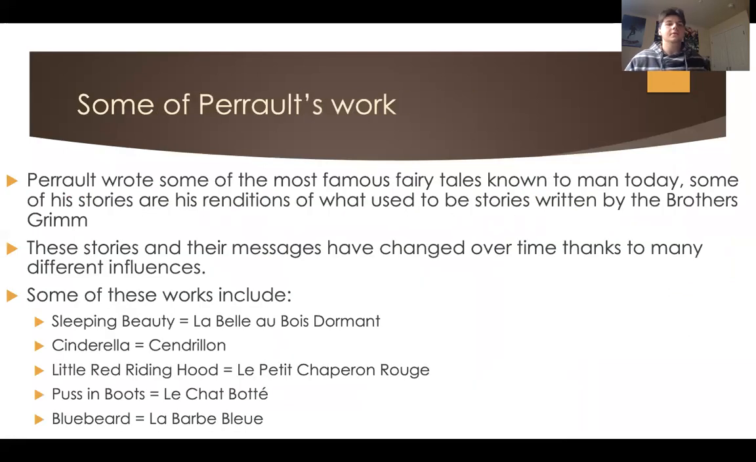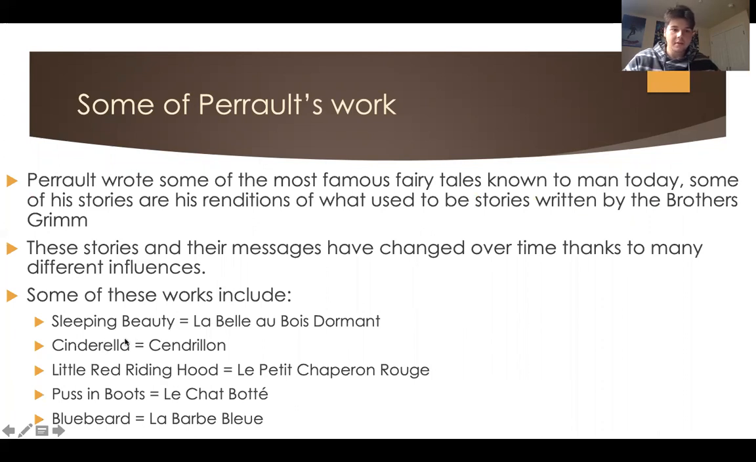And there it is. So some of Perrault's works, he told many renditions of stories that were originally written by the Brothers Grimm, which maybe you don't know the Brothers Grimm, but you'll know some of their stories. These stories and their messages have changed over time, thanks to many influences, as we'll see, and as you can see in this list, a lot of these have been changed thanks to Disney.